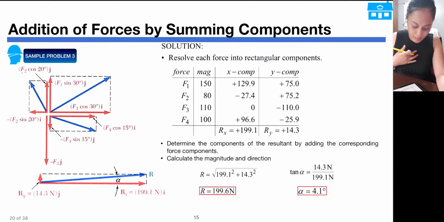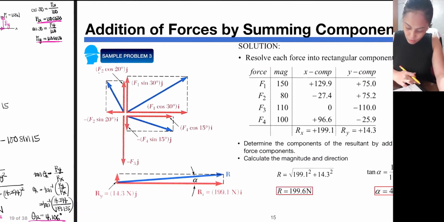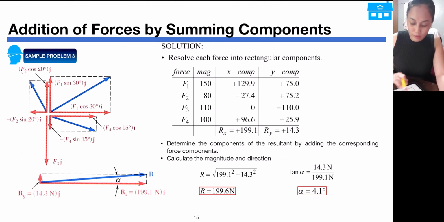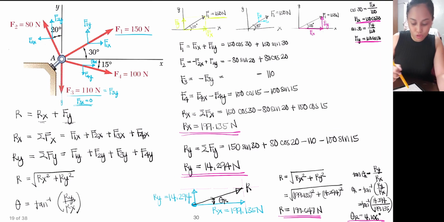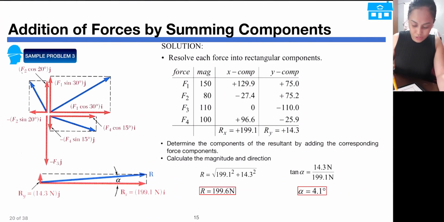On the next slide is the given solution. It is the same correct answer: R is 199.647 and the angle is 4.106. But this one is presented in a table. You can also use that, depending on how you want to solve it in your own solution. Or you can use this one, which is given by the book.